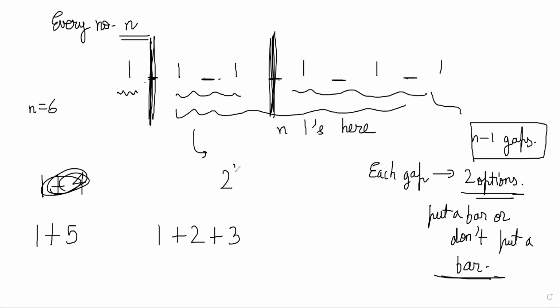So the total number of partitions should be 2 power n minus 1, right? You have 2 into 2 into 2 till n minus 1 gaps. So the total number of partitions is simply 2 power n minus 1. This is one way to do the question. I will show you a different way also.